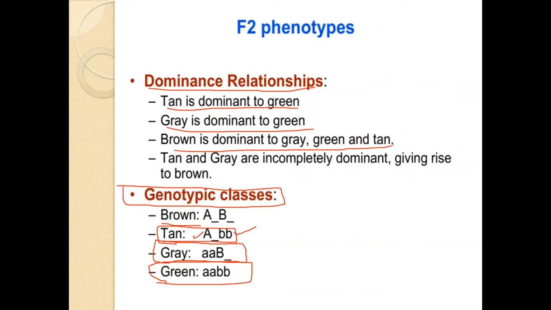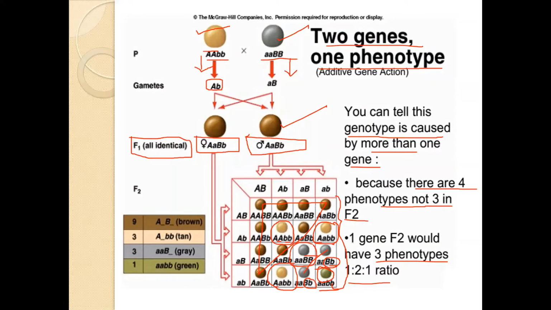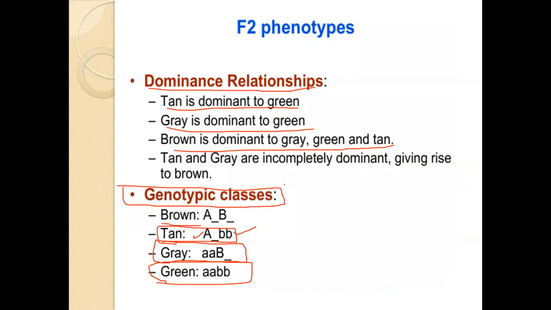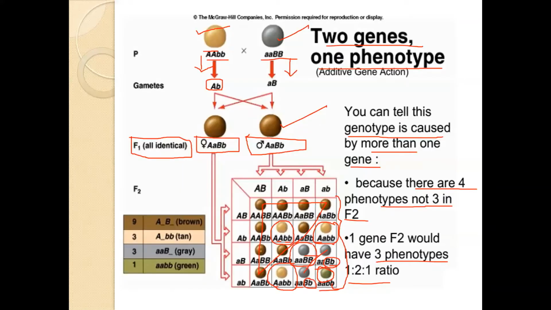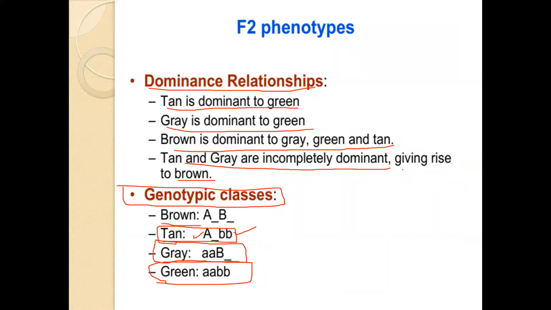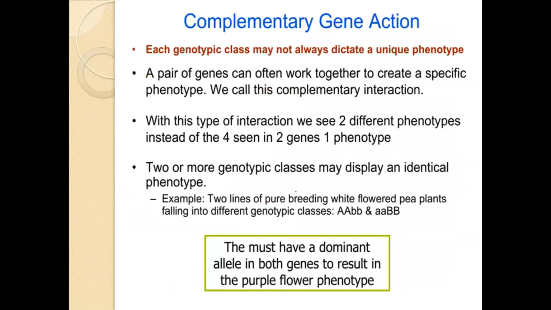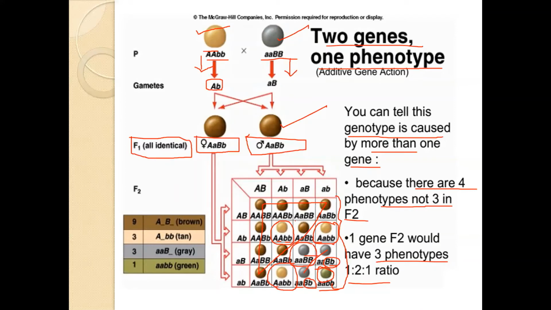Brown is dominant to gray, green, and tan. These browns are dominant over the gray, green, and tan because brown has A and B in a dominant condition, either in a homozygous or in a heterozygous condition. Tan and gray are incompletely dominant, giving rise to brown. So brown is actually an intermediate phenotype, and that is because of the presence of both of the genes in a dominant condition.